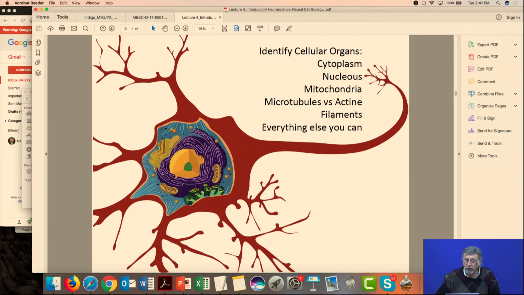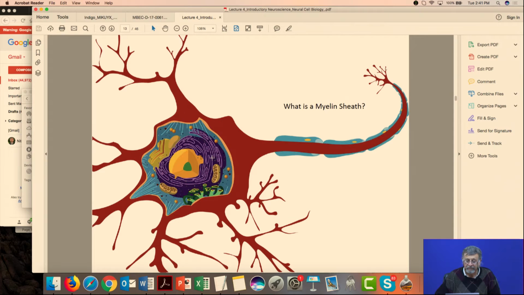The so-called microtubule filaments are all structure. They give it a physical structure, because remember it's like a balloon, a bag of water. So what gives it structure? These microtubules and mitochondria and everything else give it a structure.